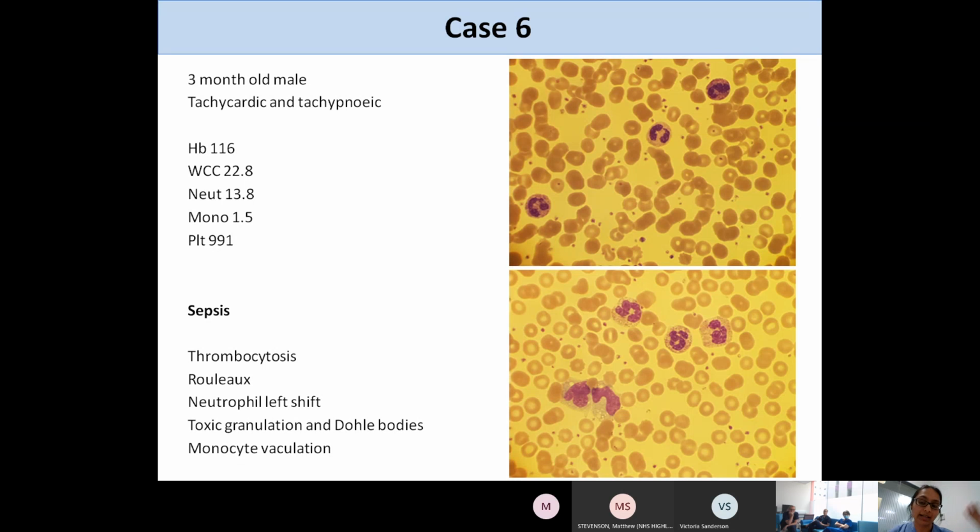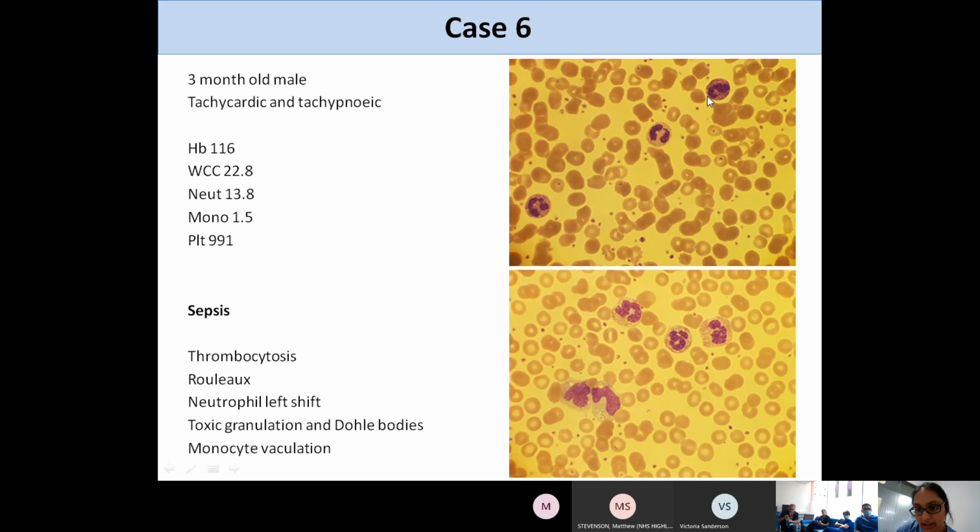So anything towards the left of maturity is immature, and anything towards the right of maturity is more mature. So when we talk about neutrophil left shift, we're saying that slightly earlier neutrophils are being seen, which suggests that the bone marrow is churning out neutrophils as fast as they can make them because they're responding to an infection.